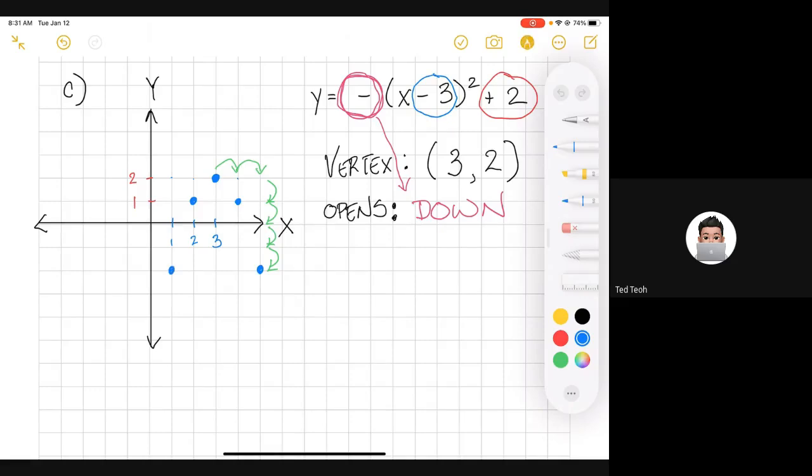Okay, so now I'm just going to connect my dots as best as I can. And that is my parabola.